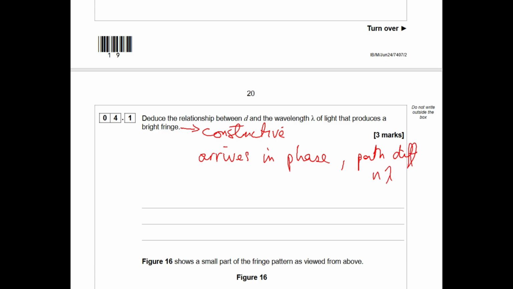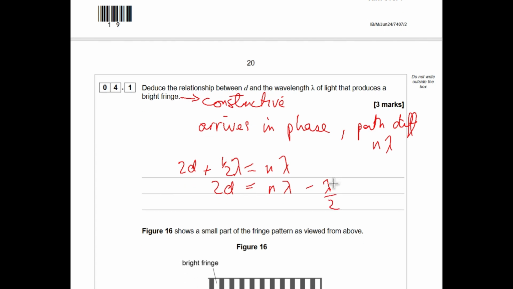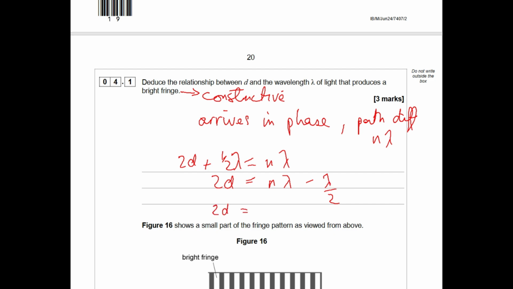n lambda. Now, what is it that's actually equal to n lambda? You've got the 2D plus the half lambda. So let's take that to the other side. So 2D is equal to n lambda minus lambda over 2. If I take the lambdas out of that, 2D is equal to n minus a half, lambda. So that's how you would answer that bit.